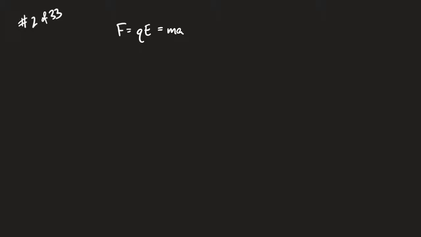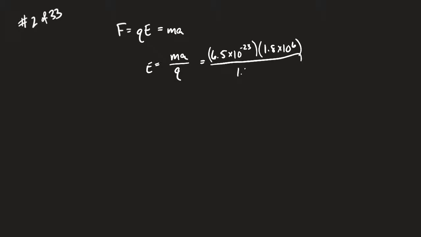Because it's the only force acting on the potassium ion. And we want the size of the electric field. So the electric field will be MA over Q. It's a positive 1 ion. So they gave me the mass, 6.5 times 10 to the negative 23rd kilograms. The acceleration, 1.8 times 10 to the 6 meters per second squared, and Q, 1.6 times 10 to the negative 19th.